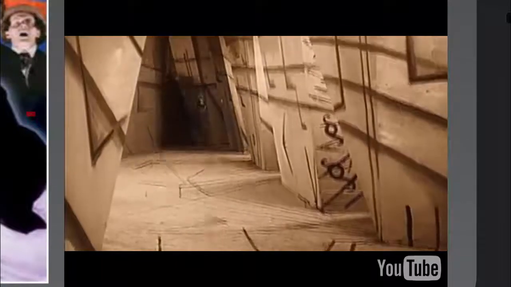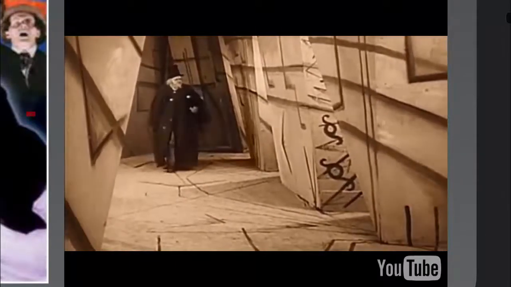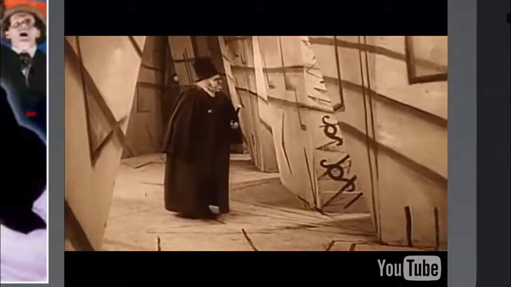I'm going to talk over the music as loudly as I can here, but you want to take notice of the angular set, the lack of reality, the immense concentration of shadows.